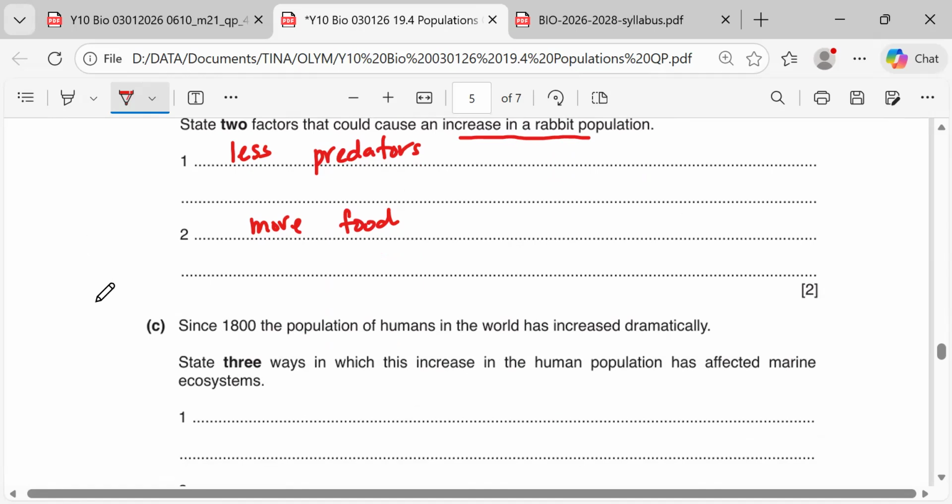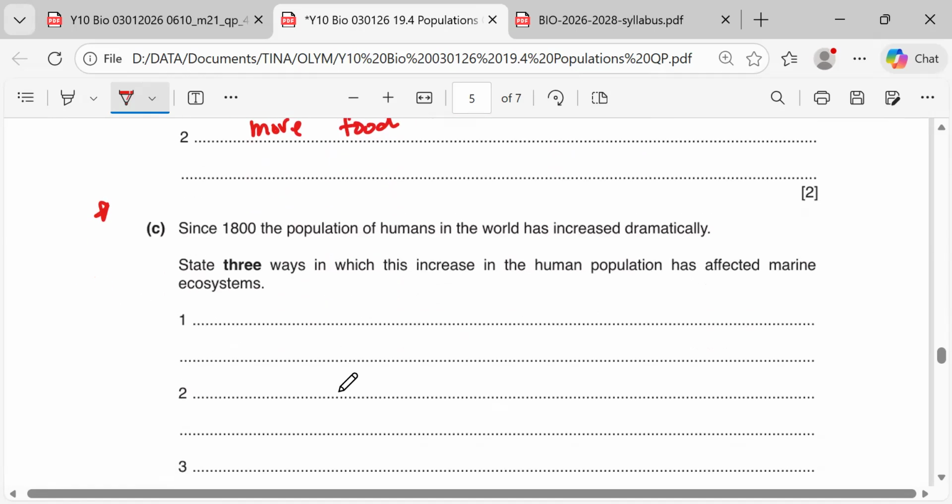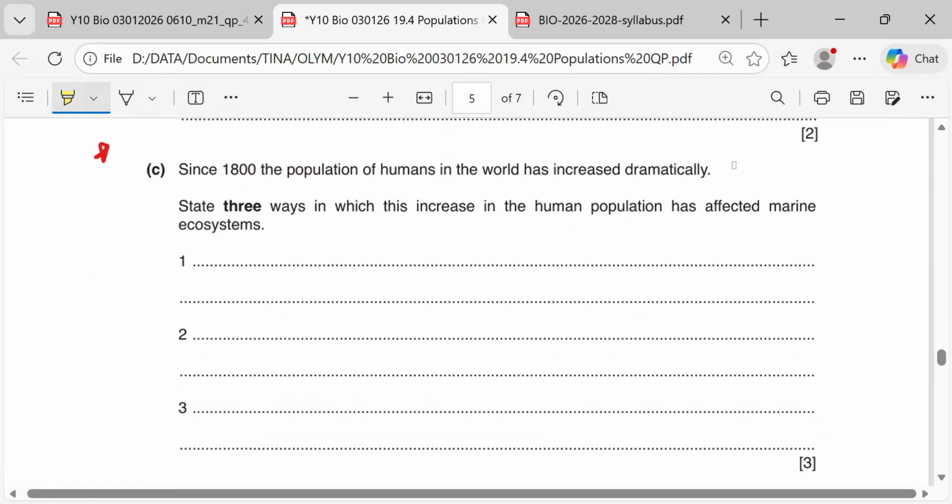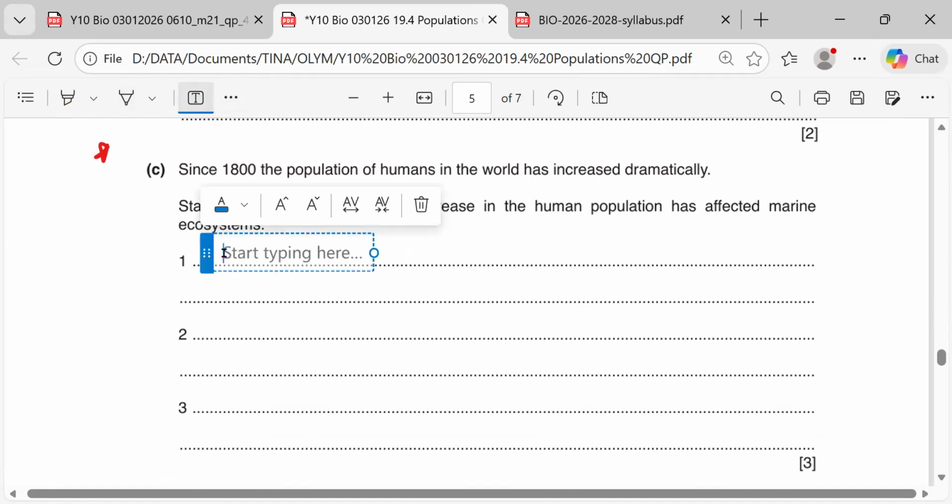This is actually in the next chapter, but it's a lot of common sense. Since the 1800s, the population of humans in the world has increased dramatically. Give three ways in which the human population has affected the marine ecosystem. More plastic pollution. Overfishing decreases the population of fish.